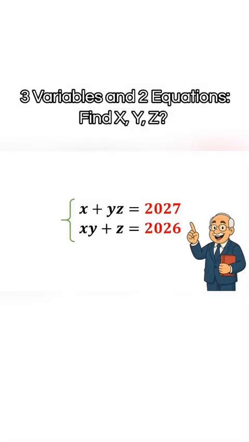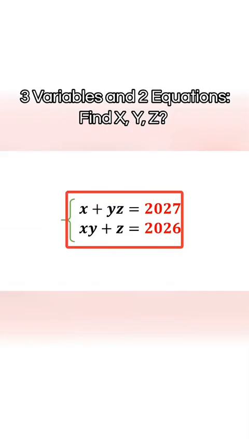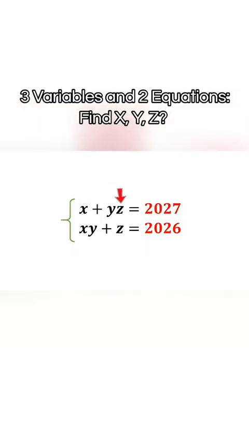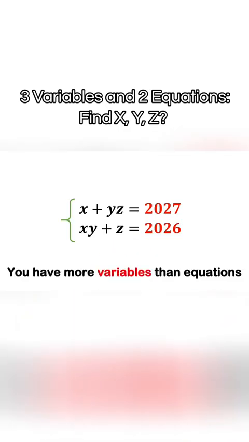This system of equations is genuinely a joy to solve. Take a look at these two equations. We have three unknowns, x, y, and z, but only two equations. At first glance, anyone with a bit of math background might say, "Hey, this is impossible. You have more variables than equations, so there's no unique solution."